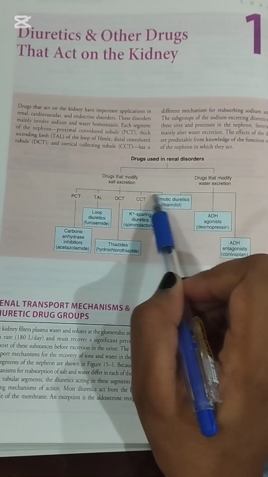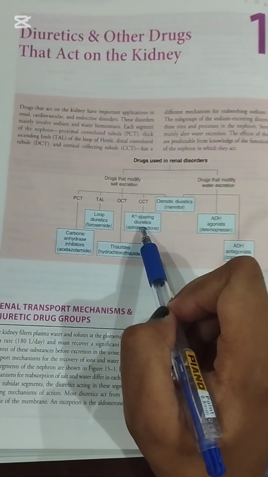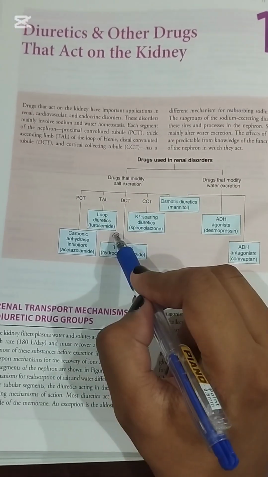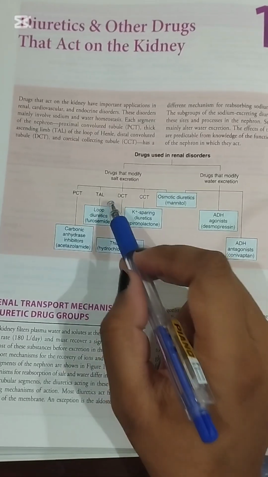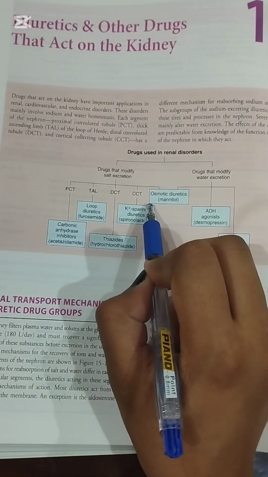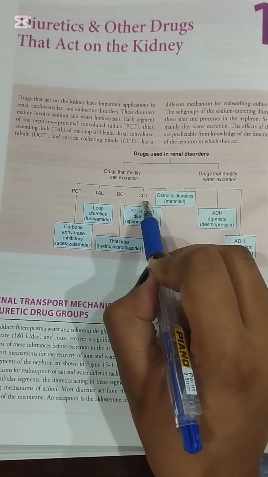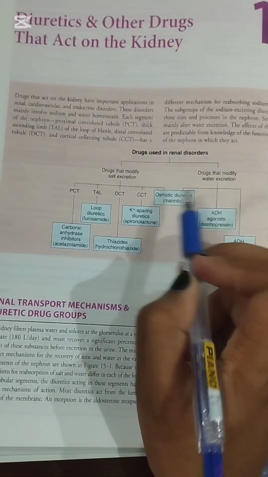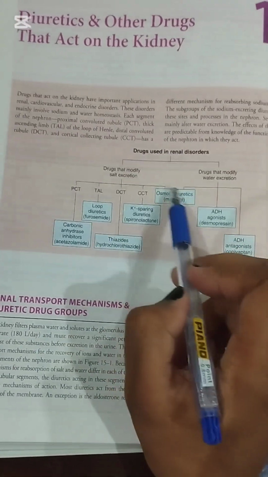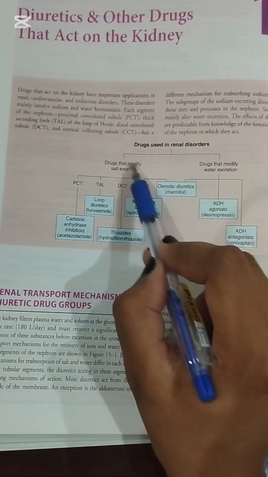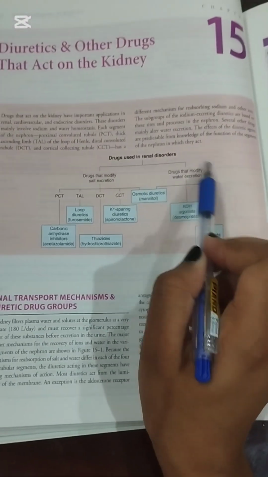For the drugs that modify the salt excretion, just remember the parts of a nephron, which are the PCT, or the proximal convoluted tubule, DCT, the distal convoluted tubule, the TAL, which is the thick ascending limb of the loop of Henle, and then we have the cortical collecting tubules, or the cortical ducts. And then we also have osmotic diuretics in each group, because osmotic diuretics not only modify the salt excretion, but they also modify the water excretion.